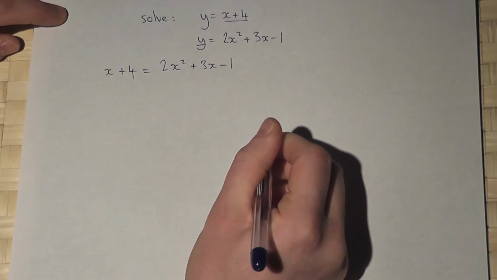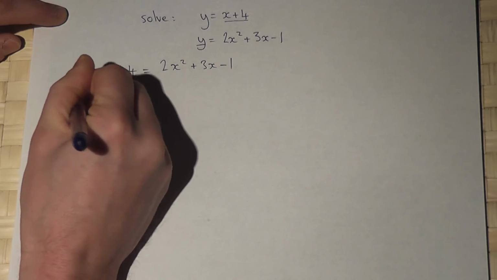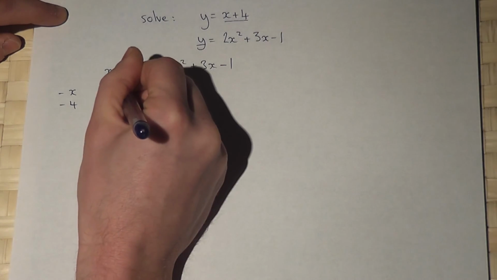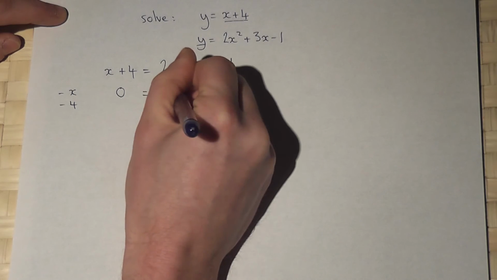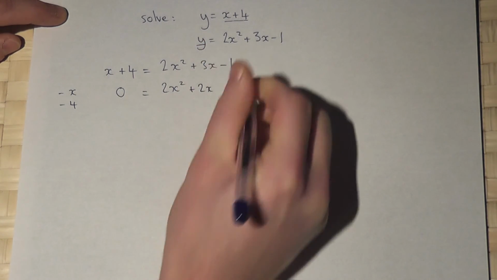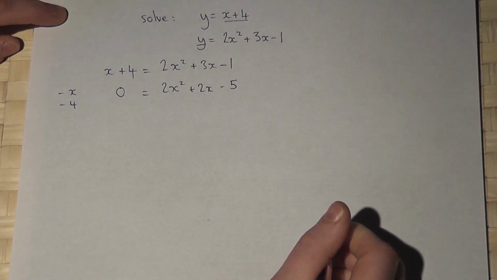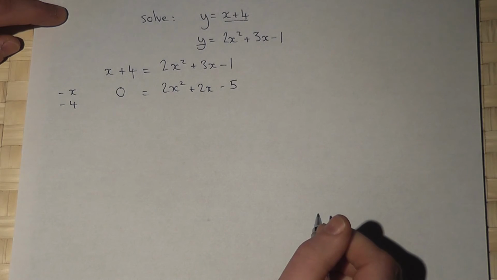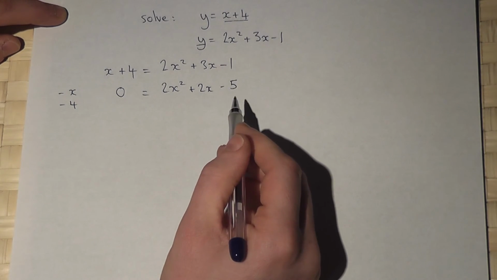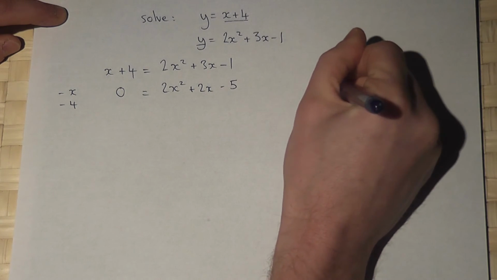Now to solve this equation I need 0 equals. So if I take away x and take away 4, I get 0 equals 2x squared. I've taken away x, so I get a 2x. And I've taken away 4, so I get a minus 5. So I need to now try and solve this equation. Now to solve this, I can use the quadratic formula.